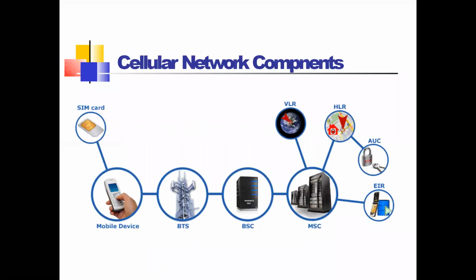This is about the basic cellular network components. What are the major components involved in transmitting and receiving a signal? The first one is the mobile device, also known as a mobile unit or mobile station. All these are the same, which is nothing but our mobile phone.